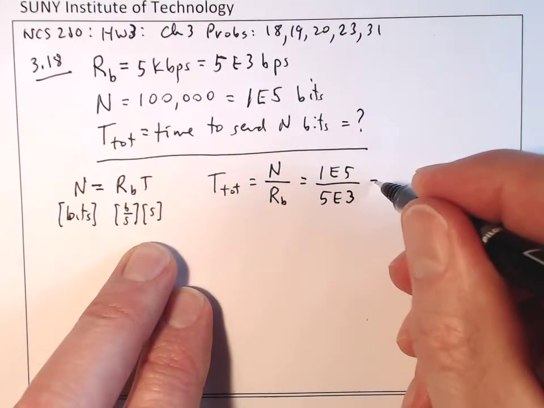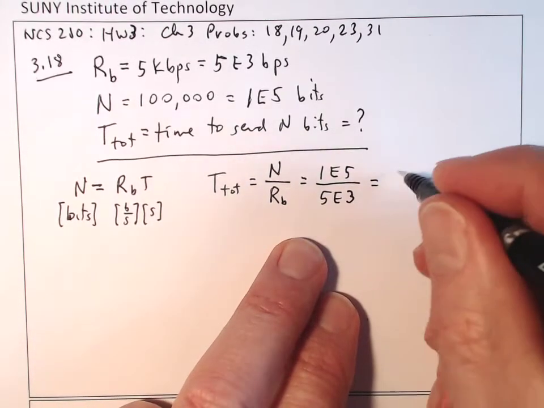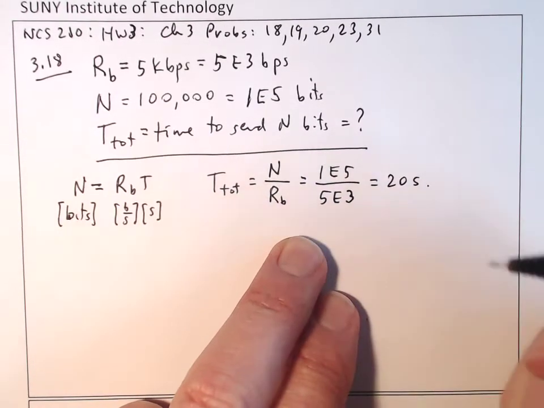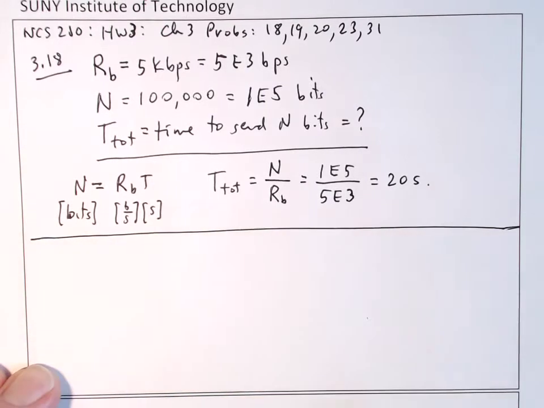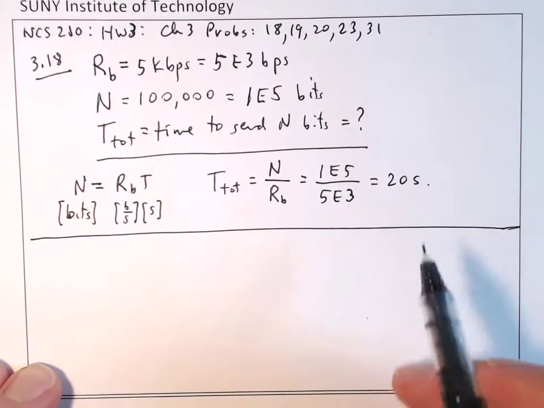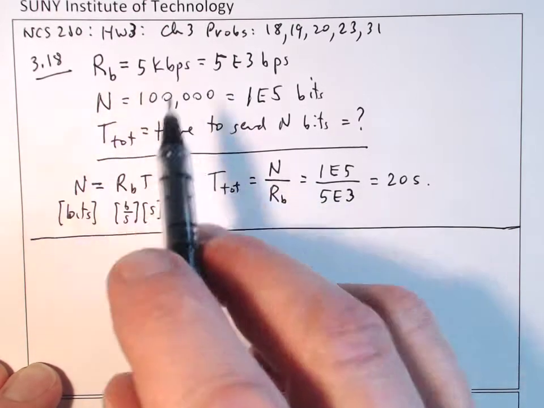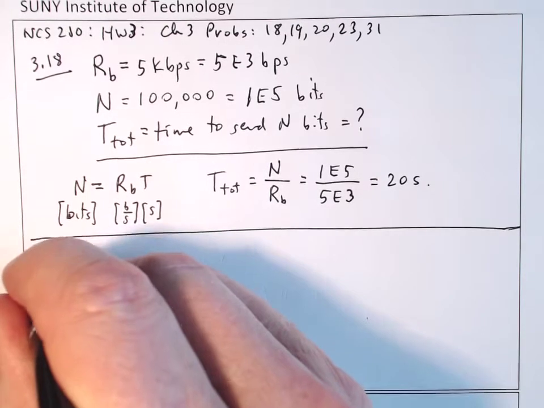This is 100,000 divided by 5,000. 100 divided by 5 is 20 seconds. Okay, that's problem number 18. Does this make any sense? 5,000 per second, we need to send 100,000, yeah, 20 seconds. It makes sense.